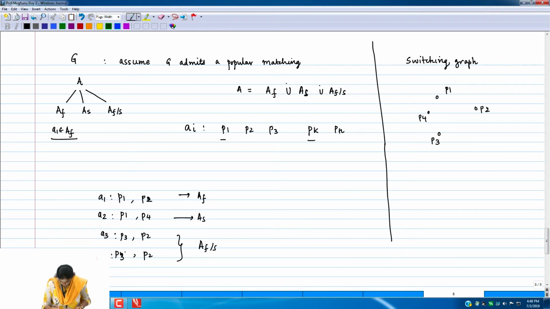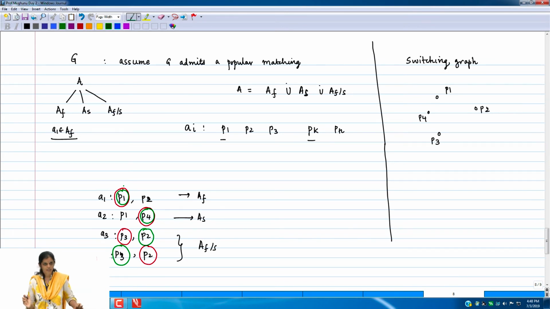Yeah. So one popular matching is this red matching, which is P1, P4, P3 and P2, and there is another green matching which has P2, P3, but then these are same. This is how the two popular matchings look like.